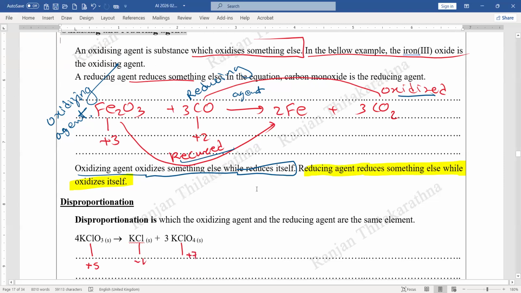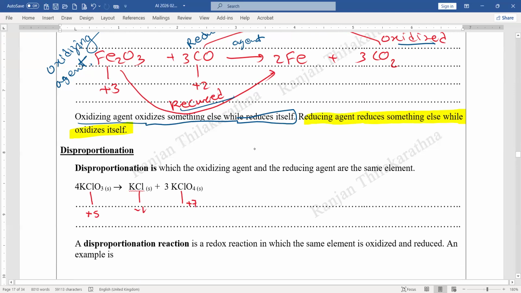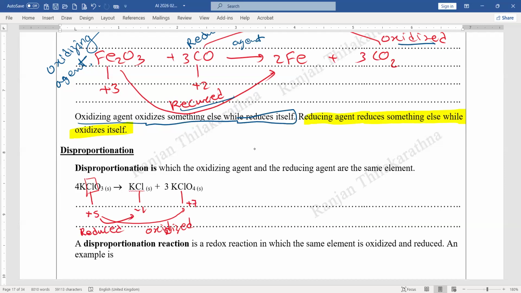So +5 reduces here, reduced. And here oxidized. So the same chemical element chlorine has been oxidized and reduced. So this reaction is called a disproportionation reaction.